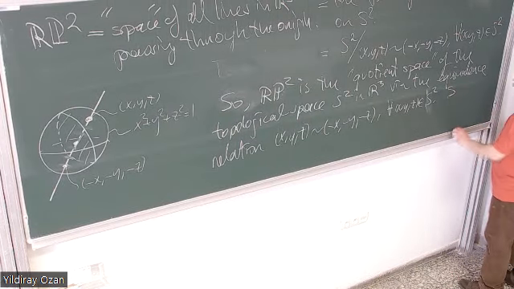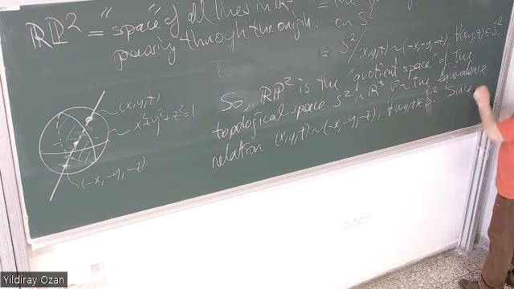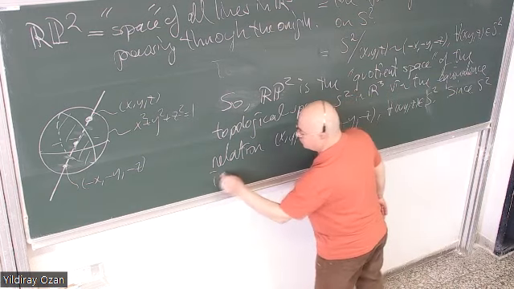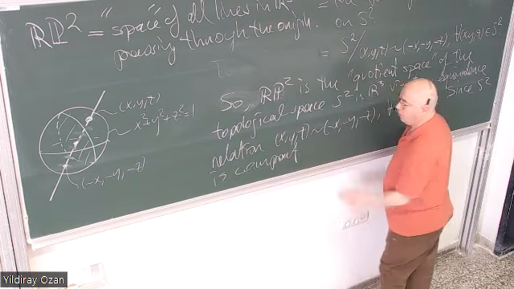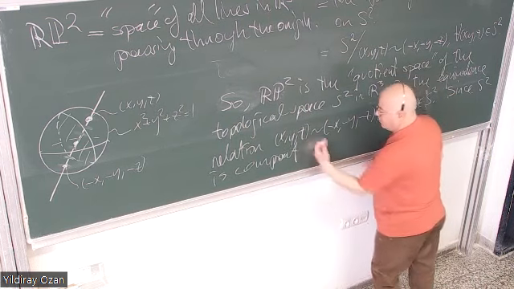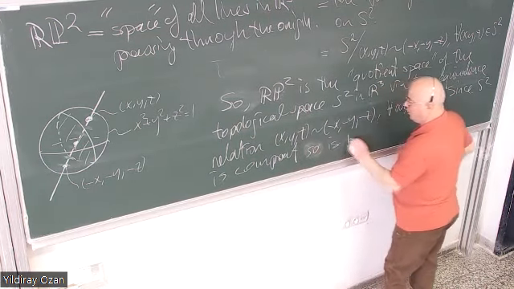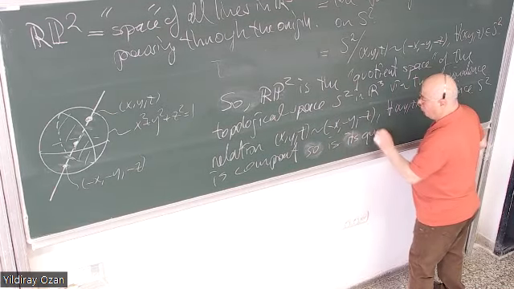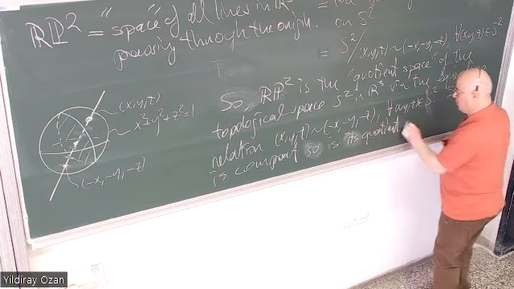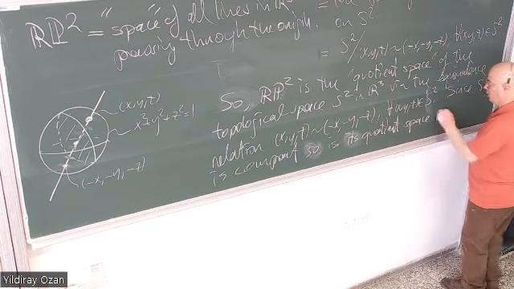Since S2 is compact, so is its quotient space RP2.